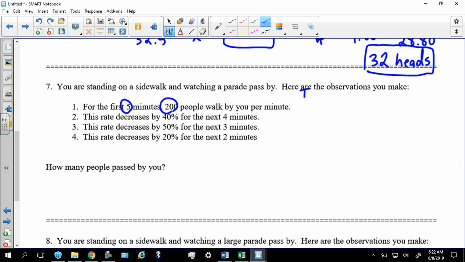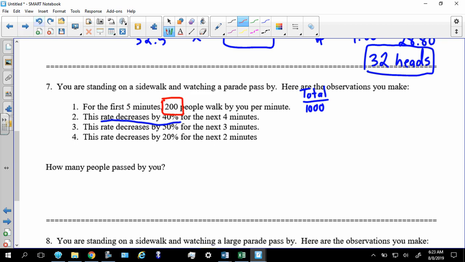Well, the total is going to be 1,000 people. Okay. Now, this is where people screw up, and let me kind of clean this up a little bit. And it says this rate decreases by 40%. Now, it is not the total. Do not touch the total. Okay. It is going to be this 200. This is the rate. All right.